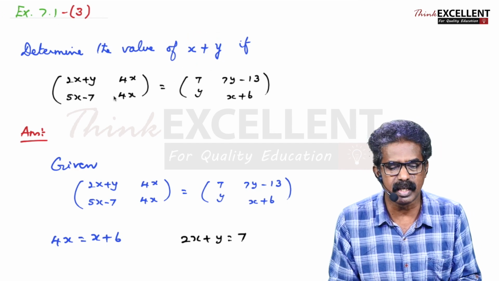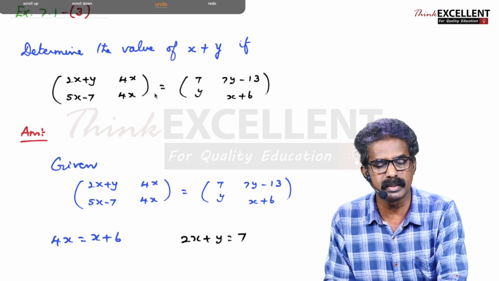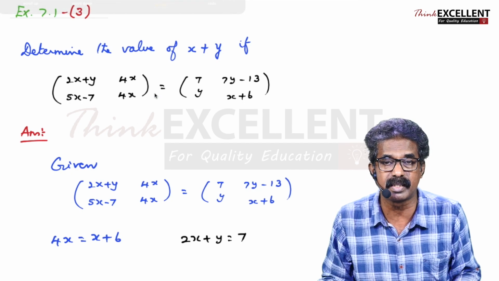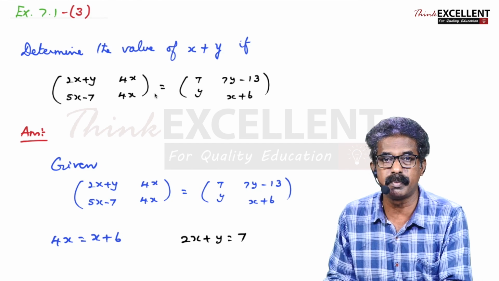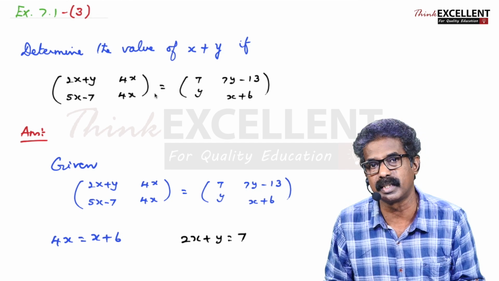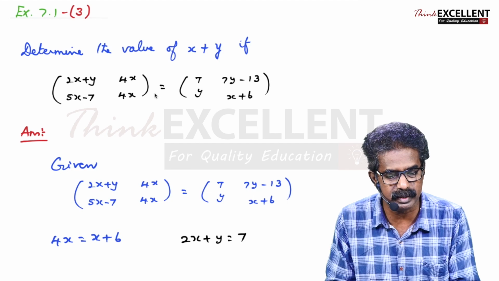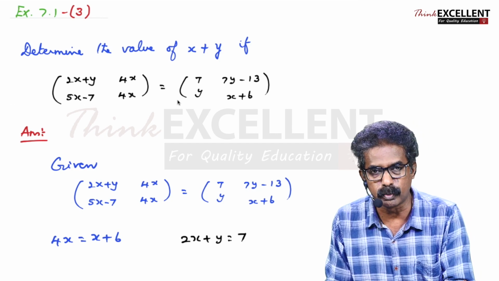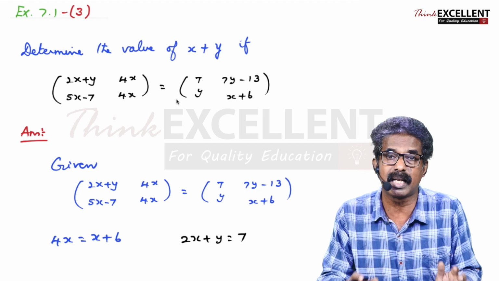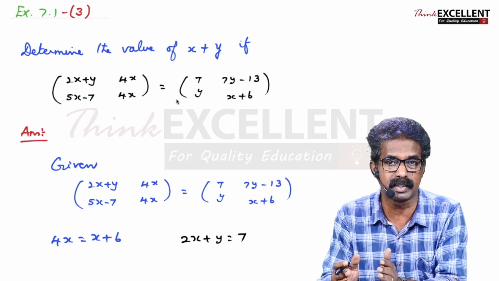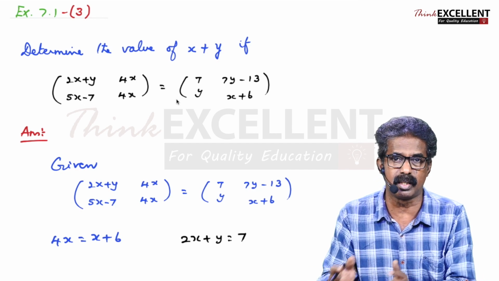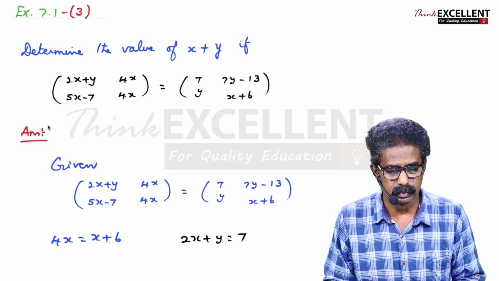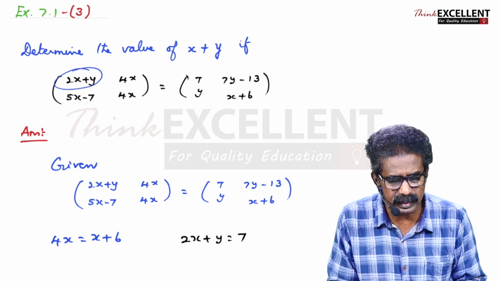2 matrices are given and they said the matrices are equal. What is the condition for equality of matrices? 2 conditions. Orders must be same and the corresponding elements are equal. Orders are equal. Here the first matrix order is 2 by 2, second one also 2 by 2. Okay, orders are equal. Then the corresponding elements are equal. What's the meaning? First element equal to first element, second equal to second, right? Third equal to third, last equal to last. So you can say first one equal to first one.